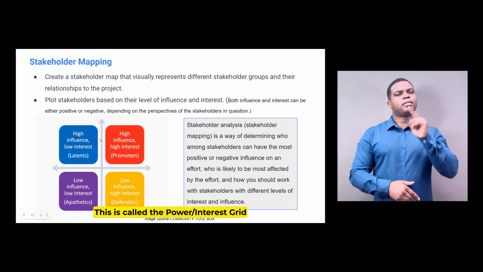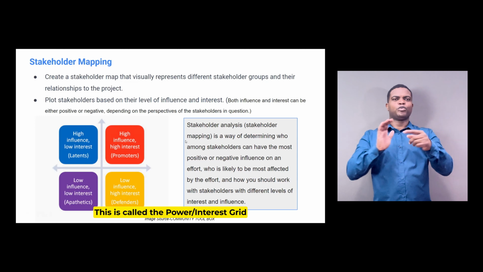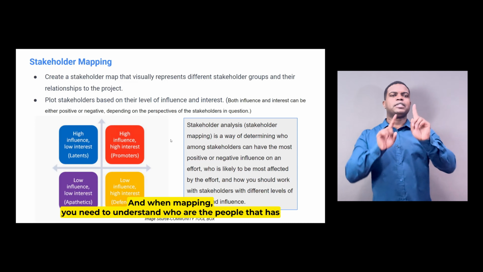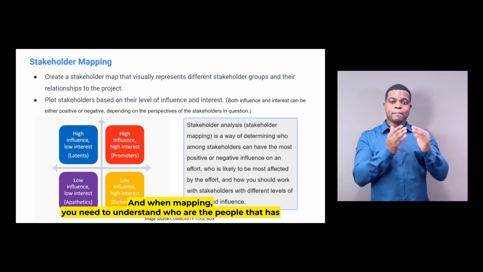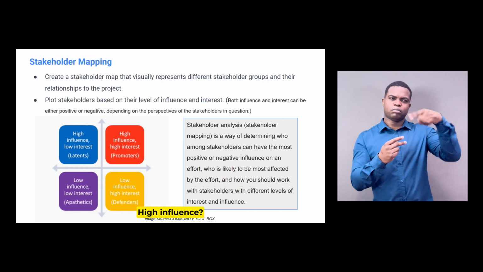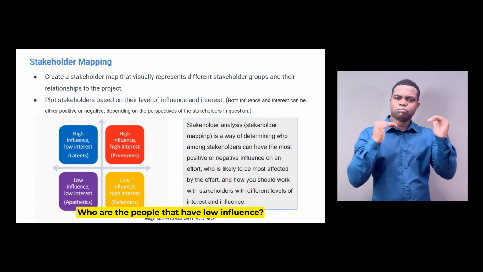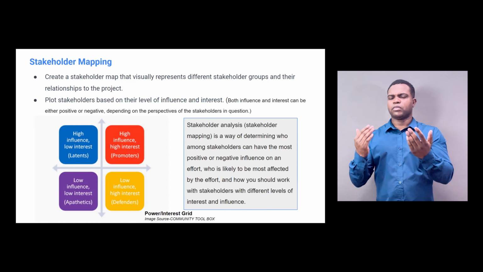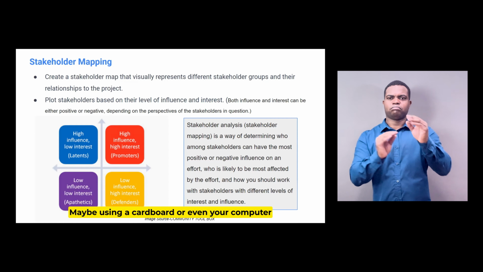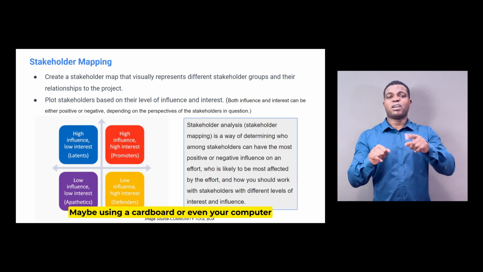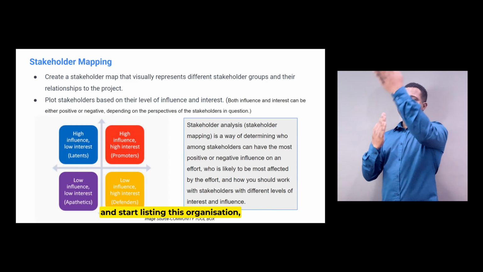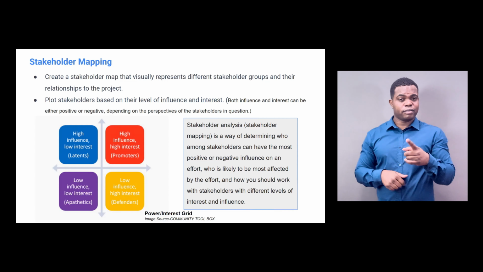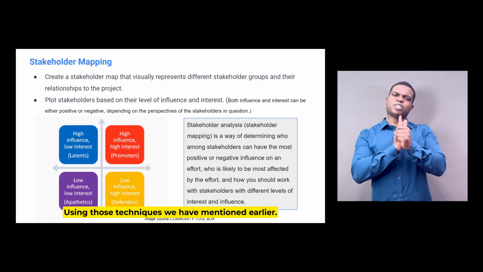This is called the power interest grid, and it is very important. You need to map out your stakeholders. And when mapping, you need to understand who are the people that have high influence, who are the people that have low influence. So you have to plot this, maybe using a cardboard or even your computer, and start listing these stakeholders that you have identified using those techniques we have mentioned earlier.